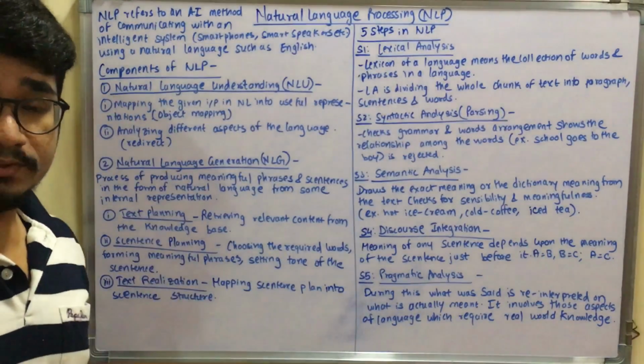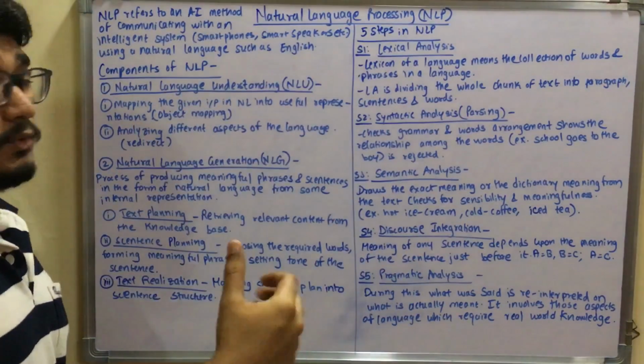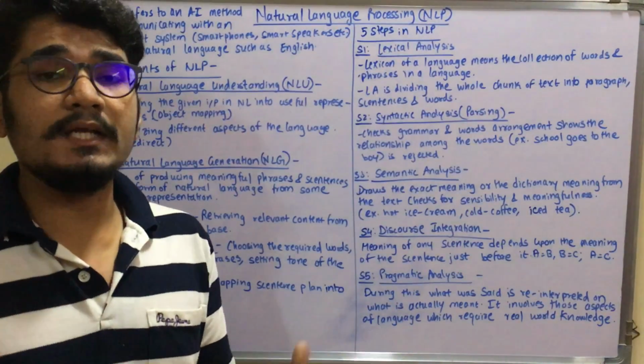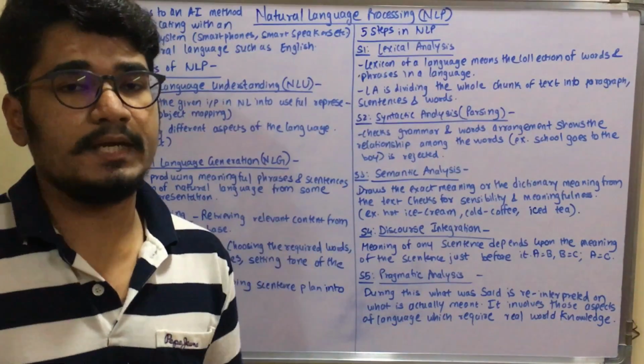So the very first goal in natural language understanding is mapping the given input in natural language into useful representations. Like the object mapping, you have different objects in the real world, and from that you map those into different forms that are understandable to you.